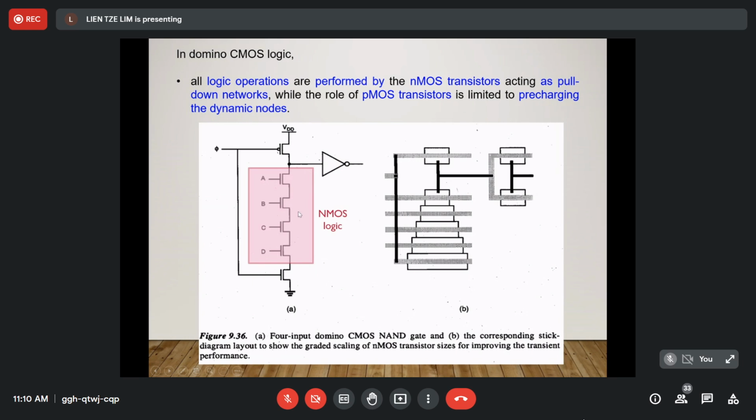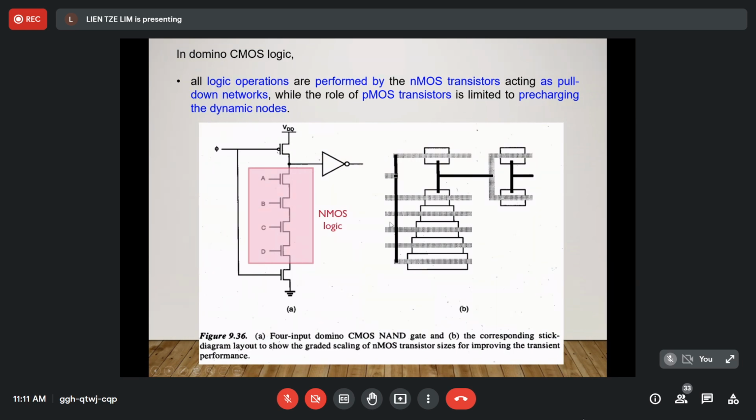You see the diagram here. This is a domino CMOS logic, and the NMOS logic is identified for these 4 transistors with inputs A, B, C, D. So we can label this as the NMOS logic.